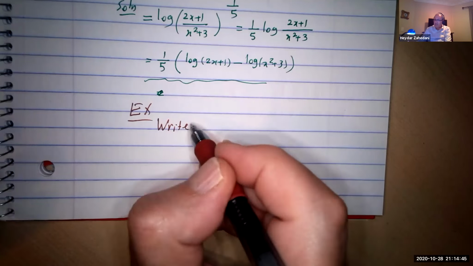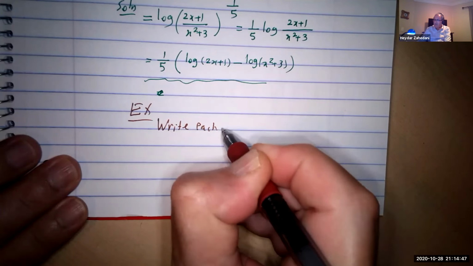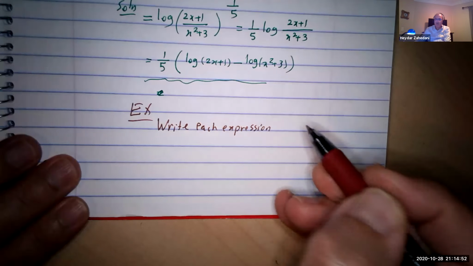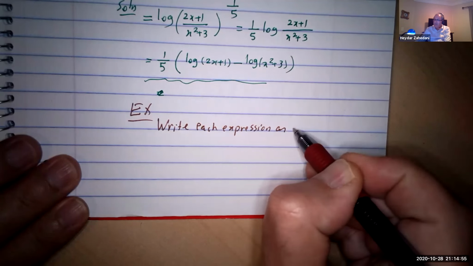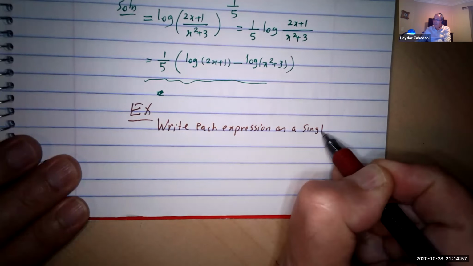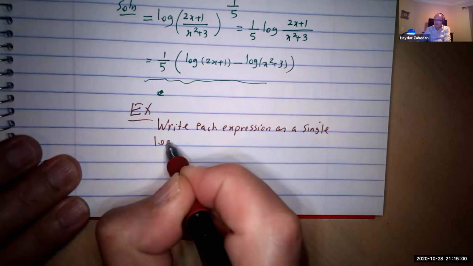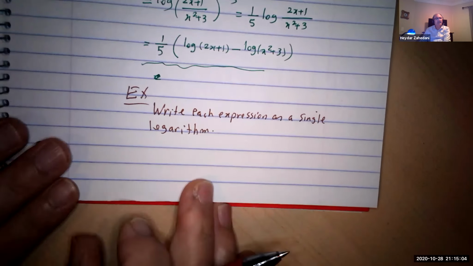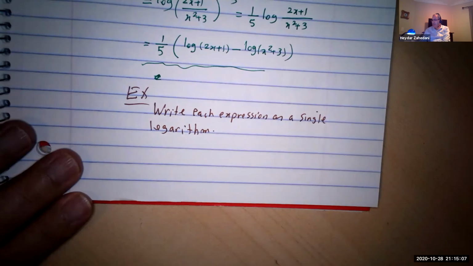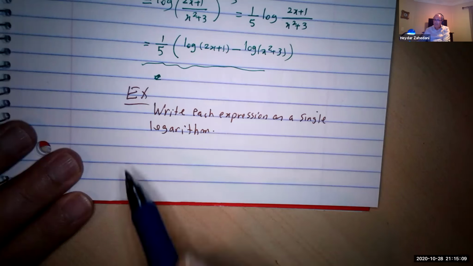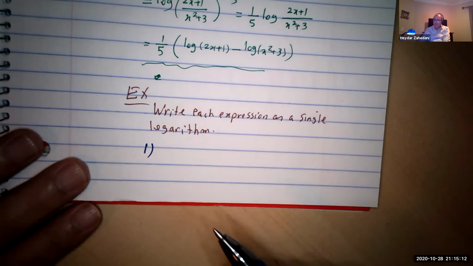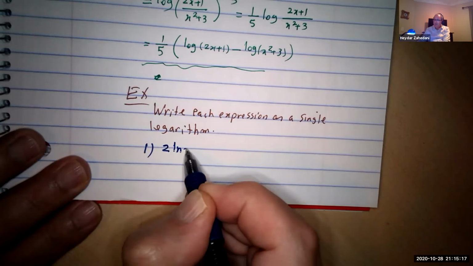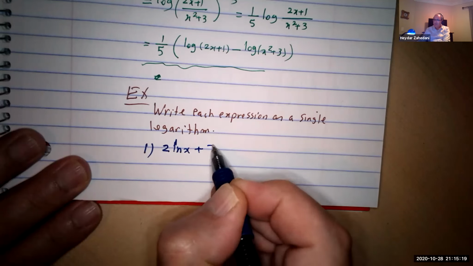Write each expression using or as a single logarithm. Okay, that's the idea. It's only 2 cases. This is nothing else. Okay, the best they can do is this one. They may ask you 2 ln x plus 7 ln y.